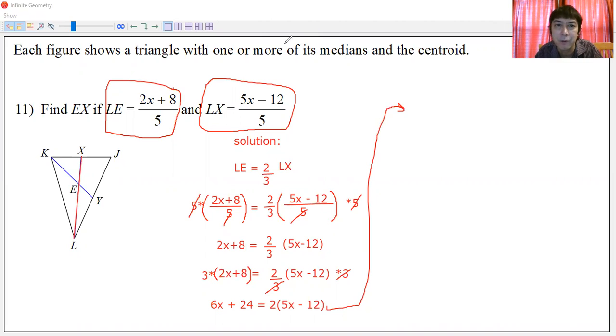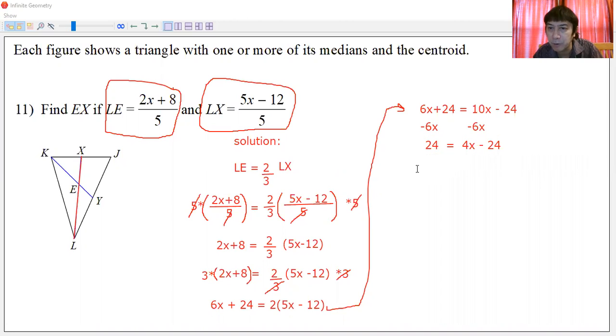And we have 6x plus 24 is equal to 10x minus 24 there, like that. Okay, so we expanded 10x and then negative 24. All right, let's continue subtracting the smaller x term, 6x minus 6x and minus 6x there. And so the left side becomes only 24. The right side will be 4x minus 24.